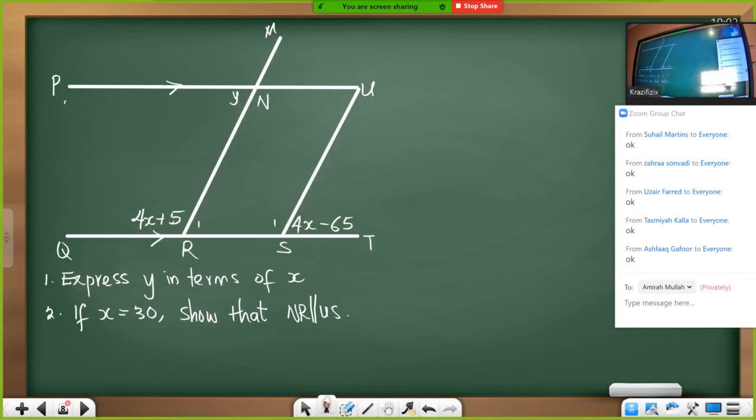Let's look at this one. Express y in terms of x. What do we know? We know PU is parallel to QT. We want y in terms of x.